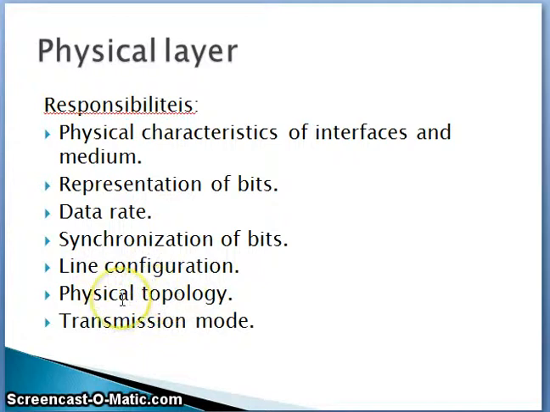Then physical topology: a particular sender is connected in what topology, whether star, ring, bus or mesh topology, that will be decided at the physical layer. Transmission mode: this decides in which mode the communication happens, either simplex mode, which is one directional, half duplex mode, which is bidirectional but not at the same time, or full duplex communication, which provides bidirectional communication between sender and receiver.